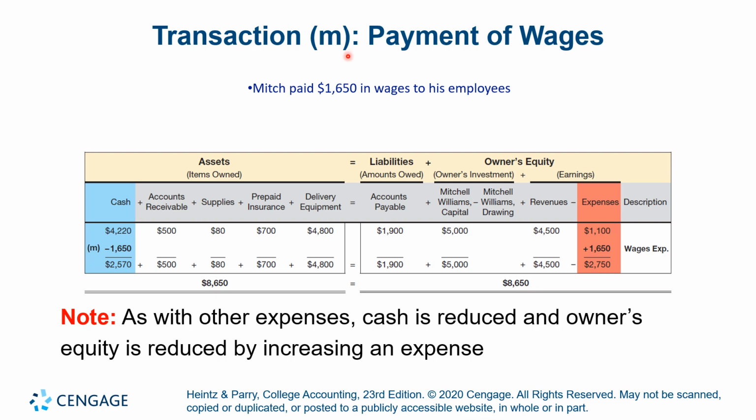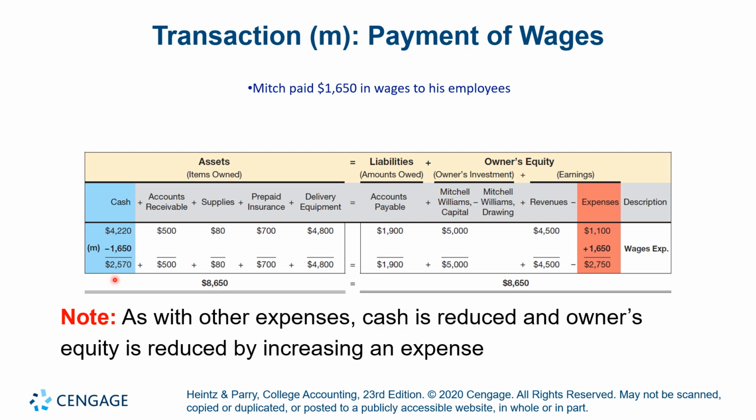In transaction M, we have a payment of wages. So Mitch pays $1,650 in wages to his employees. Got to pay those people, right? So first and foremost, I know that I am taking $1,650 out of my cash to pay them, right?